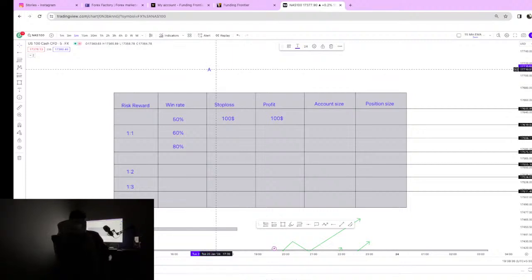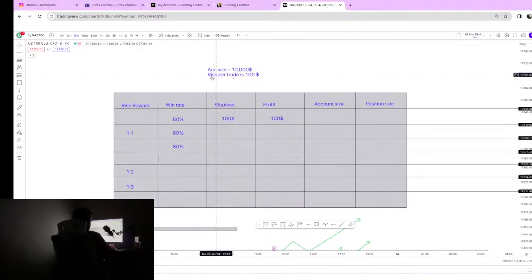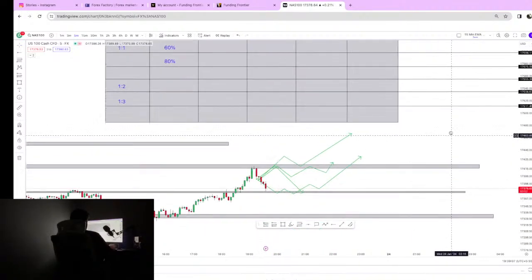Account size is $10,000. Okay. And risk per trade is $100, right? This scenario is common for all of this. Okay. So I'll ask you questions and you have to answer them fastly, right? Don't take much time.